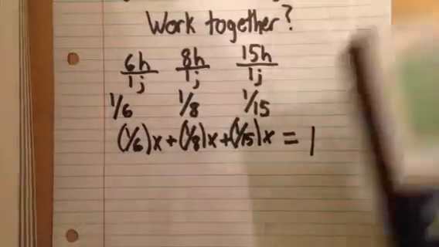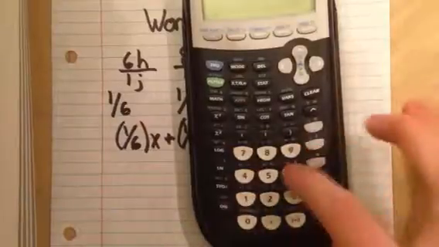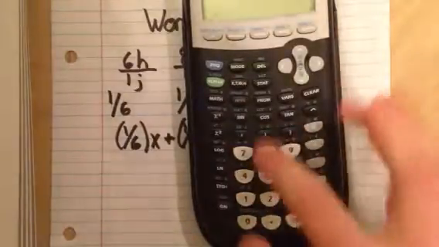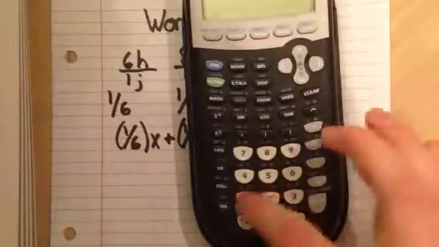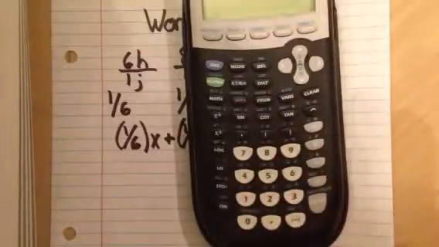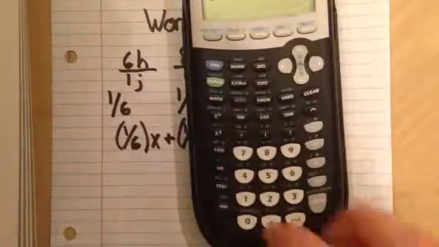So if we get the calculator out and add all the rates up, let's see, 1/6 plus 1/8 plus 1/15 equals that value, which in fraction form is 43.